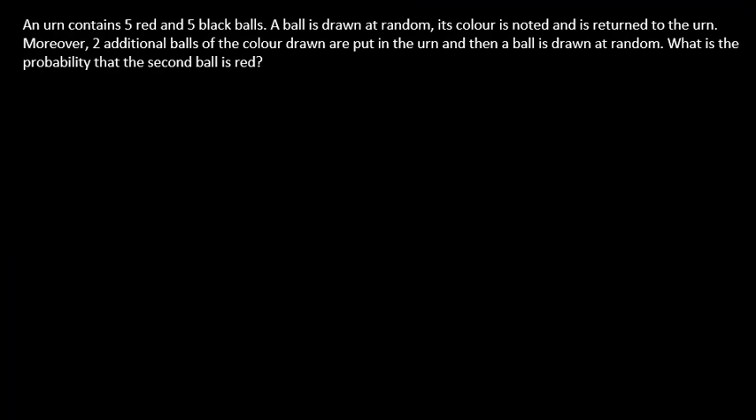Okay, so let us discuss this first problem. An urn contains 5 red balls and 5 black balls. A ball is drawn at random, its color is noted and is returned to the urn. Moreover, 2 additional balls of the color drawn are put in the urn and then a ball is drawn at random. What is the probability that the second ball is red?